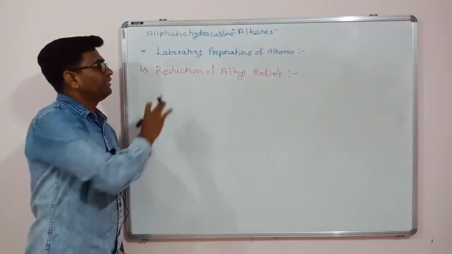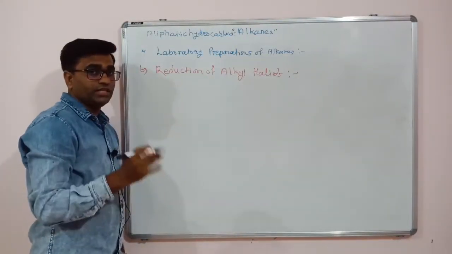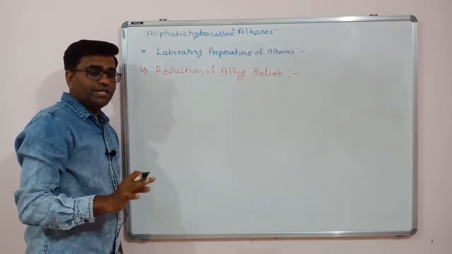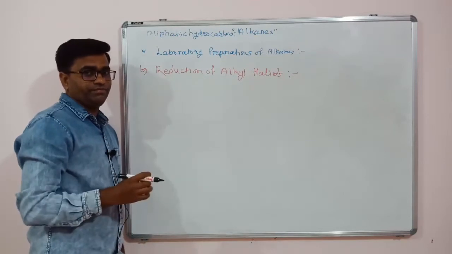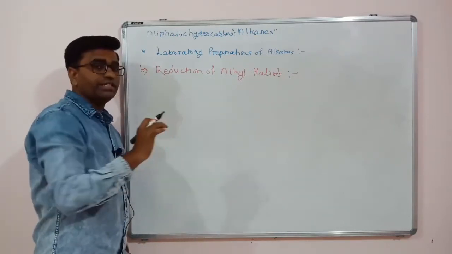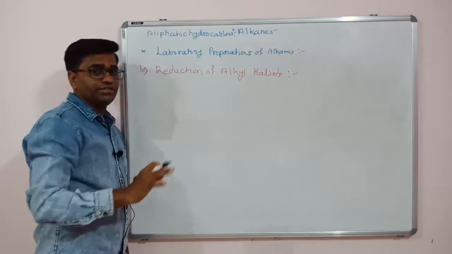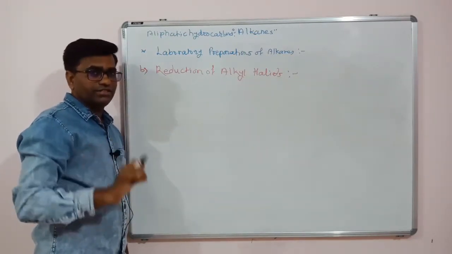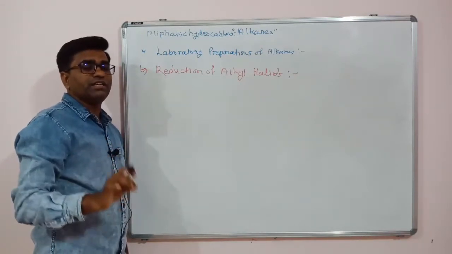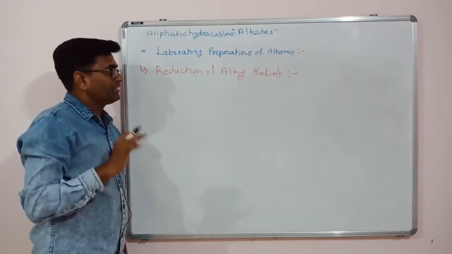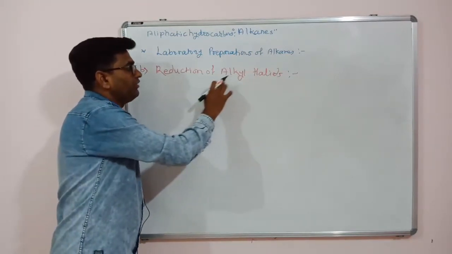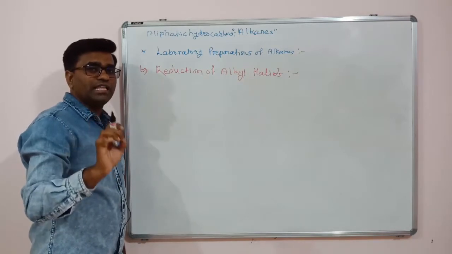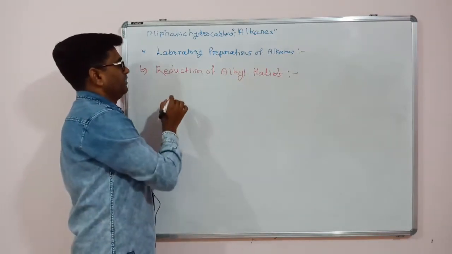Friends, now we will learn reduction of alkyl halides. So the last reaction was hydrogenation of alkenes. So hydrogenation means addition of hydrogen, right? So reduction is also addition of hydrogen. So hydrogenation can be called reduction. So reduction of alkenes will give you alkanes. So in a similar manner, reduction of alkyl halides will give you alkanes. For example, we will learn.